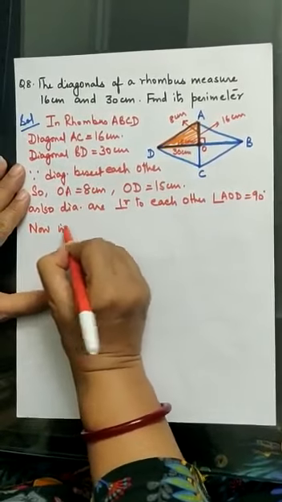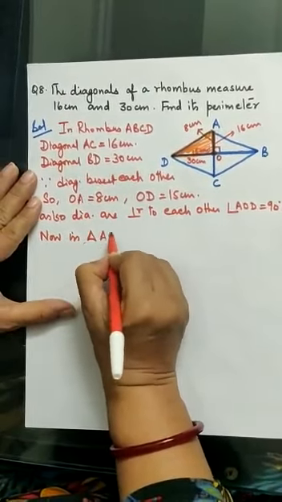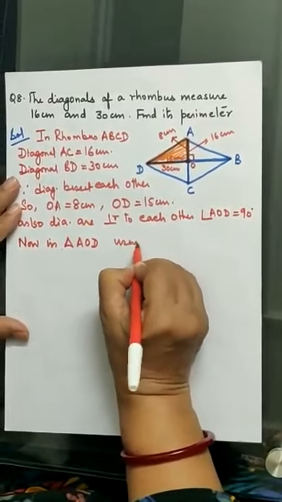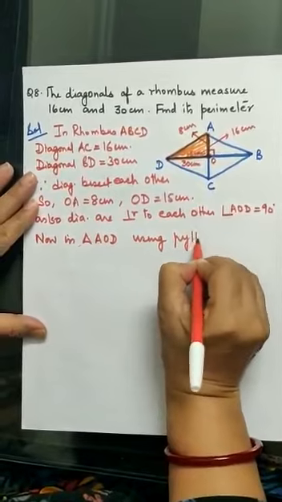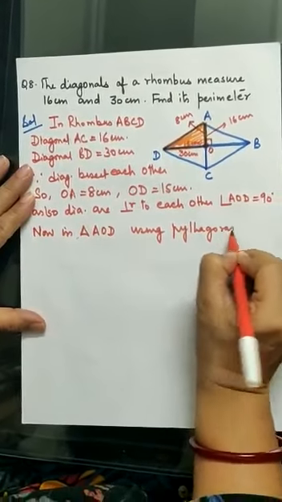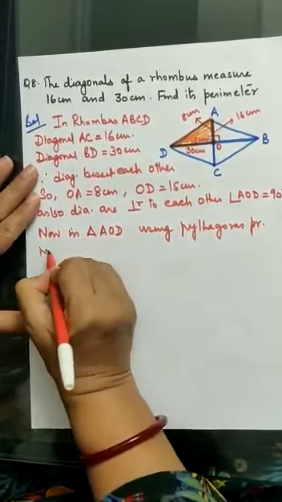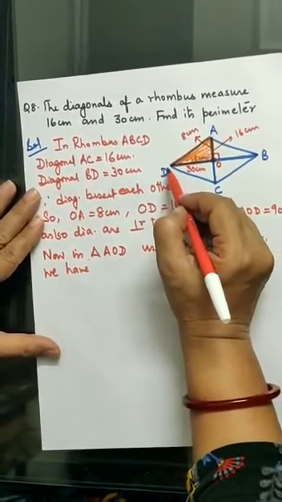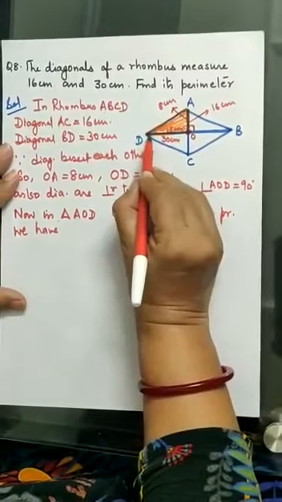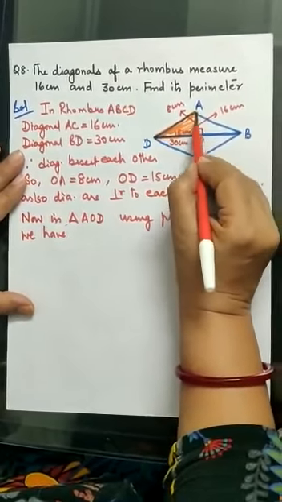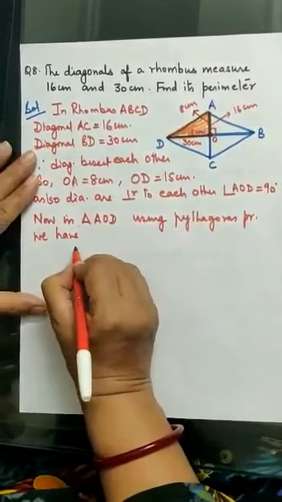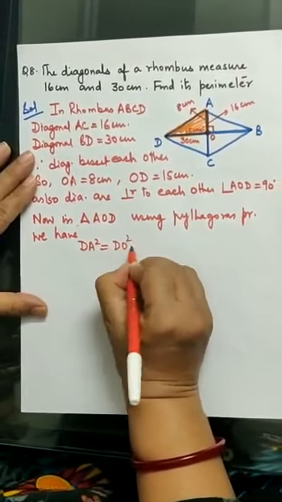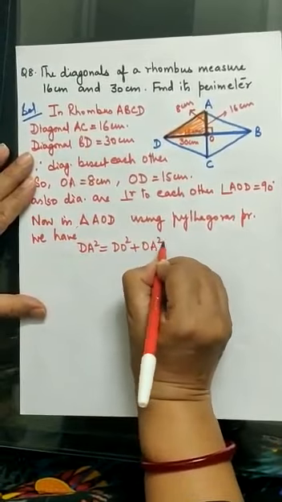Now in triangle AOD, using Pythagoras property, we have AD square is equal to DO square plus OA square. So DA square is equal to DO square plus OA square.